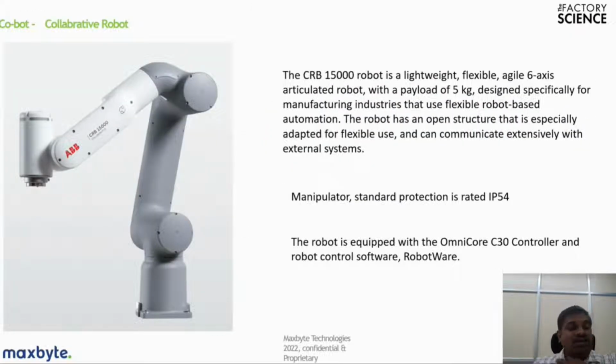One such famous collaborative robot is the ABB CRB 15000 type. There are many other robots, such as Universal Robots. From the aesthetic point of view, we have this ABB cobot, which is more flexible and has an agile 6-axis structure. For these kinds of robots, grippers have been developed which are extensive for almost all automations.